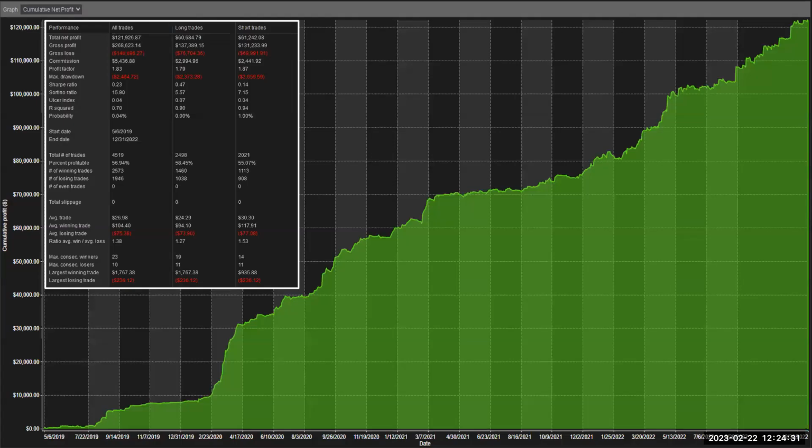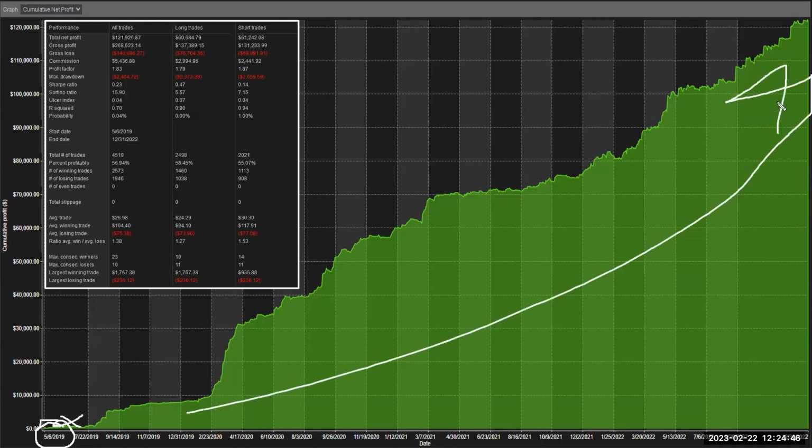Now, real quick, about that portfolio that I was talking about, take a look at this equity curve from May 6, 2019, when the micros started trading, until the end of 2022. Look at these performance metrics. Look at the total net profit compared to the maximum drawdown. The maximum drawdown is less than $2.5K, or $2,500.